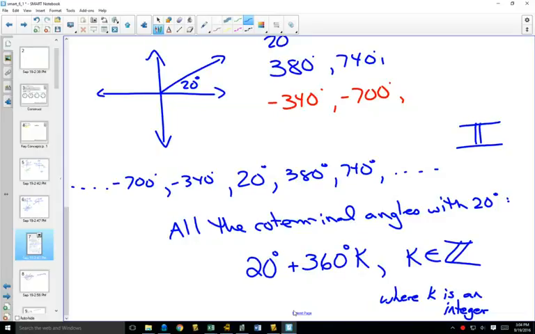So that's saying all the coterminal angles will be 20 degrees, plus we can add or subtract 360 as many times as we want, as long as k is an integer. This is how we'll write an infinite amount of things, instead of writing them all out by hand, which would take a long time. So the international symbol is the Z, yes.